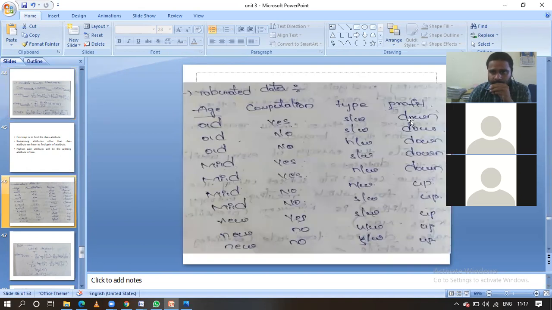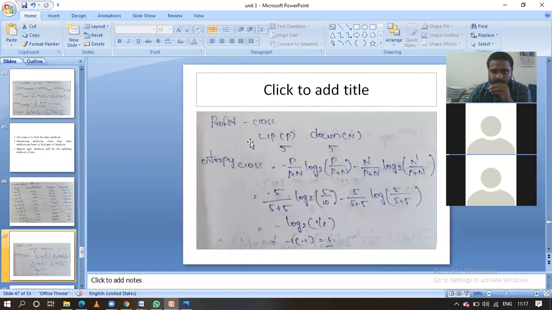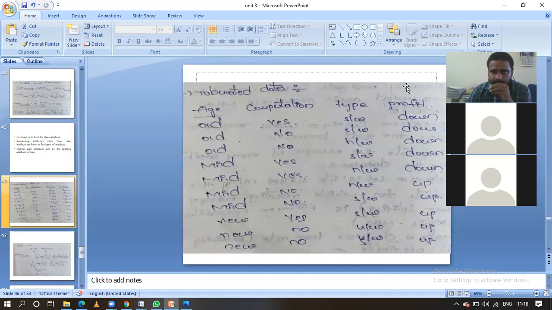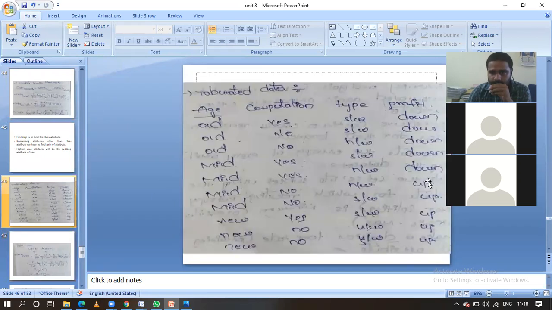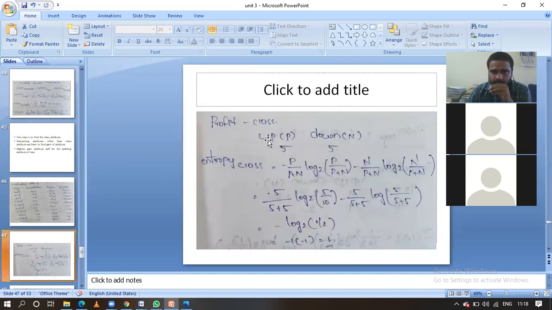Here p means how many ups there will be, and n means how many downs there will be. For the profit, which we are taking as the class attribute, how many ups are there? Count: 1 2 3 4 5. So 5 ups, and how many downs? 1 2 3 4 5. So 5 ups and 5 downs. p will be the 5 value and n will be the down value.